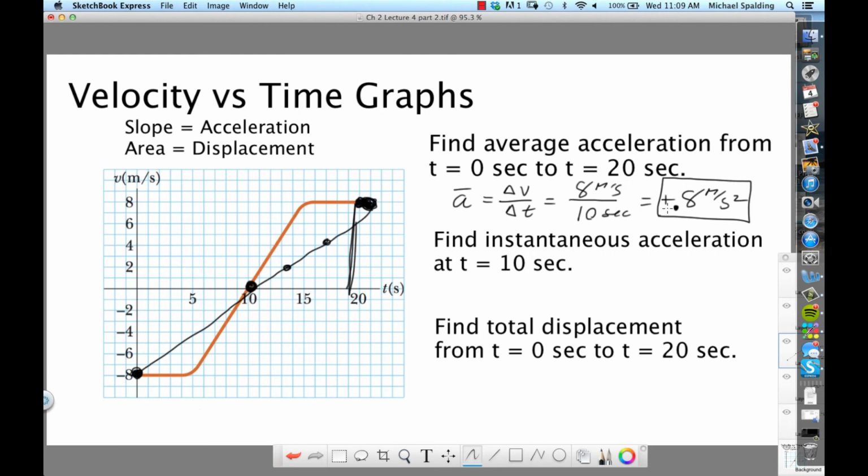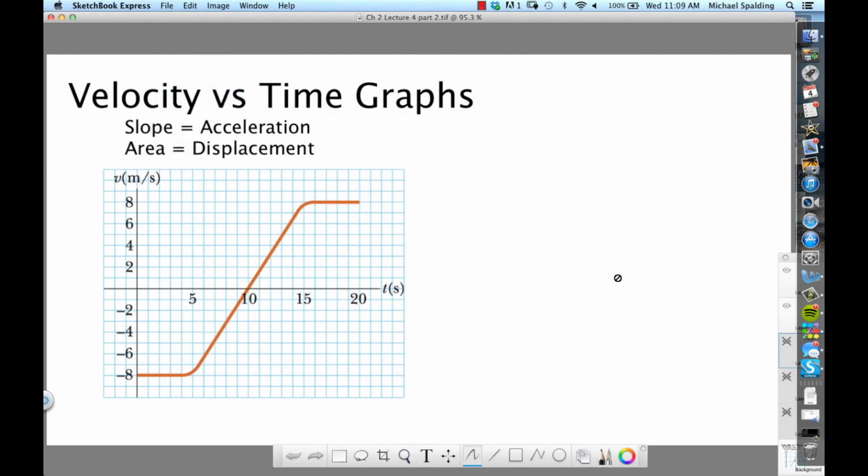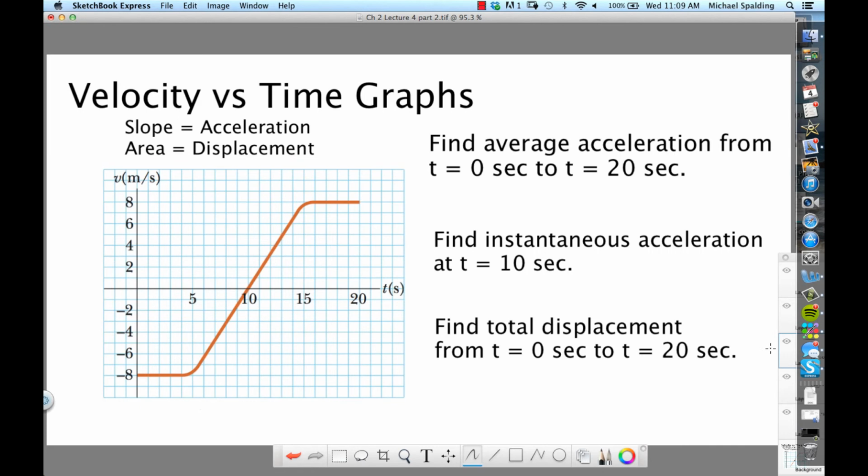Okay. Second question. Find the instantaneous acceleration at t equals 10. What is super nice about t equals 10? It falls on a straight line. What would you have to do if I asked about this point right here? You'd have to draw a tangent line, which is kind of hard because that's a tight curve. That'd be a tough one.